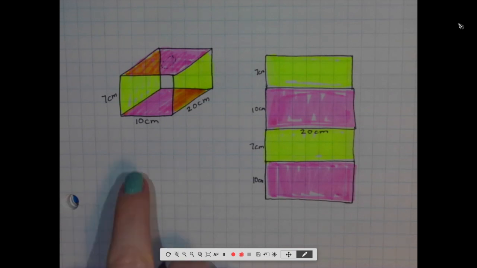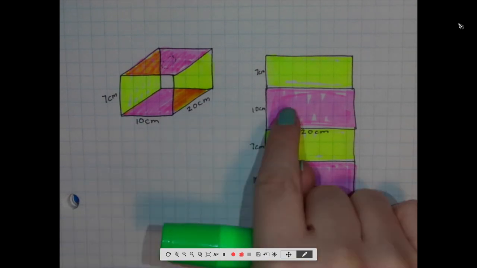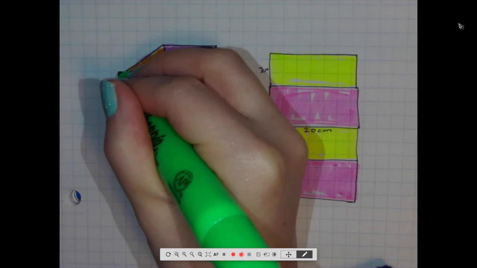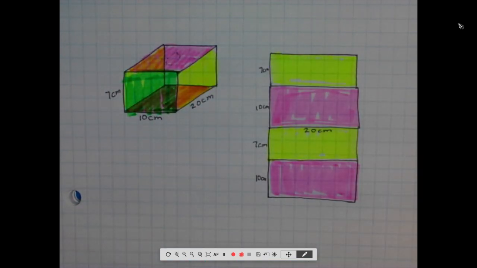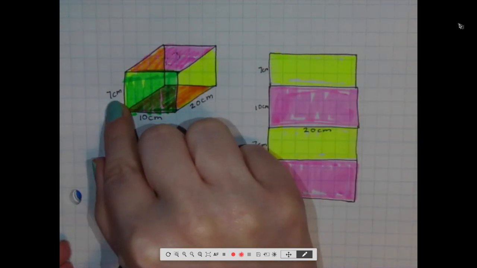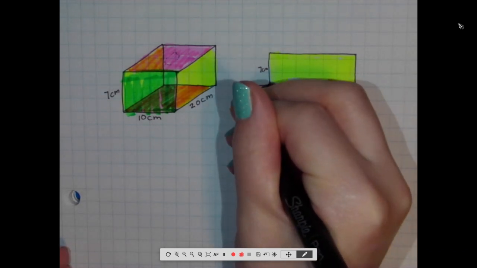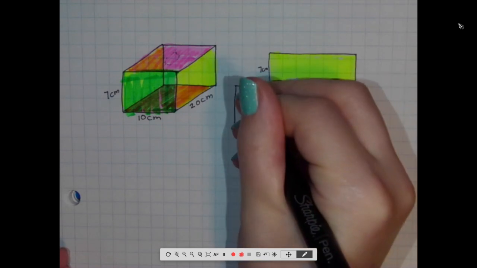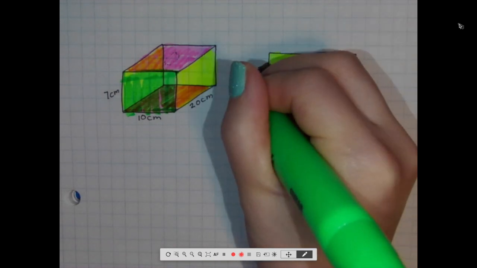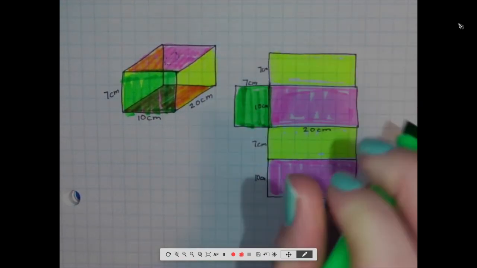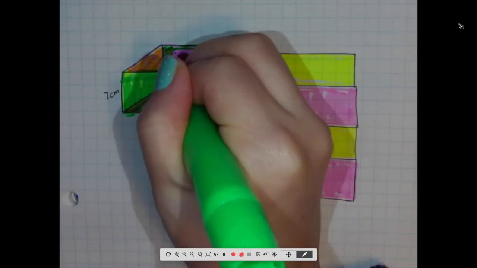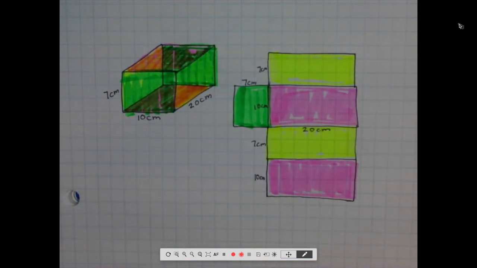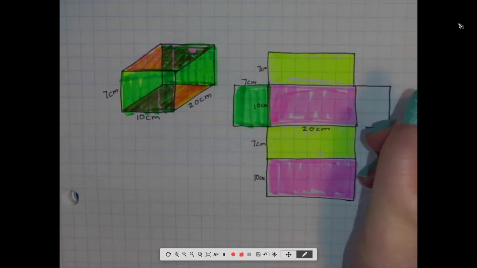And finally, you can see I haven't taken into account this front and back panel. And these are also attached to this center piece. Its dimensions are 7 centimeters and 10 centimeters. So we have that 10 centimeter side represented and 7 centimeters on this side. And we have the same thing in the back there, which means we have this very, very multicolored piece of paper and drawing. And again, 7 centimeters.